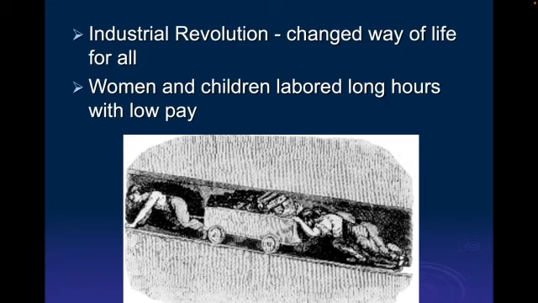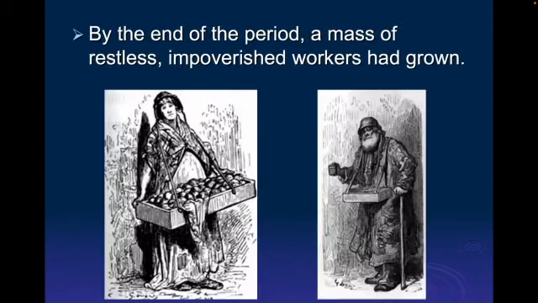At this time period, you're also going to see the Industrial Revolution starting up in England, and this is going to change the way of life for all. And conversely, you're also going to see women and children begin to labor for long hours and with low pay. So by the end of this period, around 1798, you're going to see a mass of restless, impoverished workers absolutely exploding, especially in the cities of Great Britain.